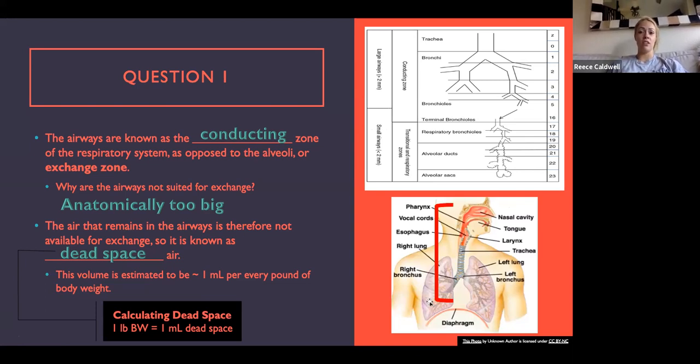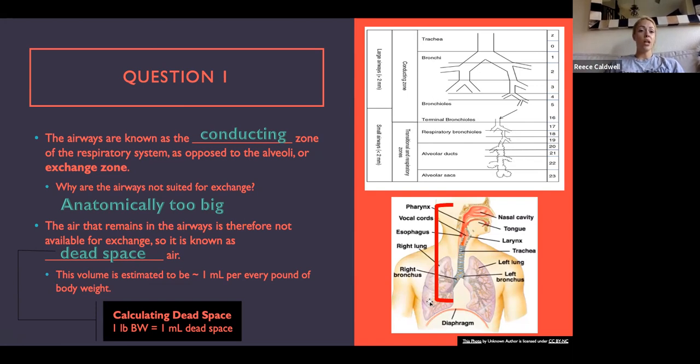So the conducting zone is all of the structures, the nose, the mouth, the trachea, the pharynx, the larynx, all of that. Its main function is to conduct that air that we breathe in from the external environment to the alveoli. The alveoli are the exchange zone, where we see the exchange of carbon dioxide and oxygen. So in more advanced classes, you will learn that the respiratory bronchioles, a type of bronchiole, deal with exchange as well. However, for this class, you just need to focus on the respiratory or exchange zone containing the alveoli.